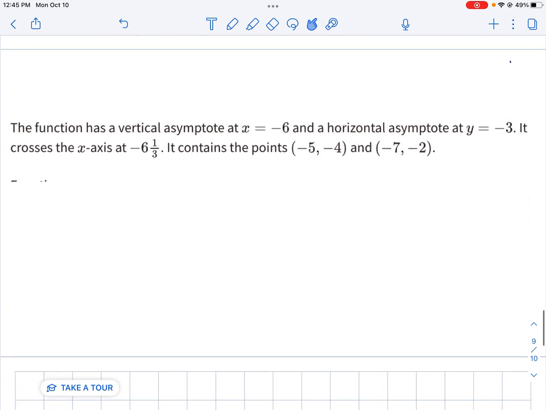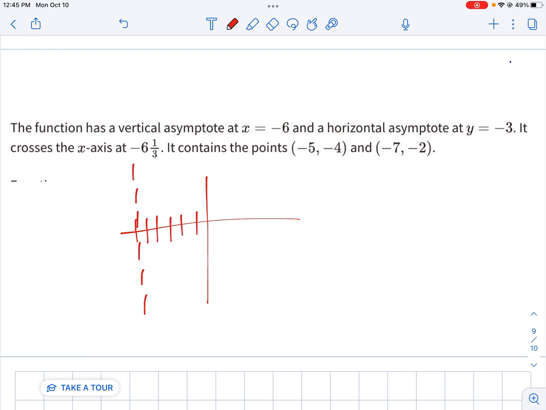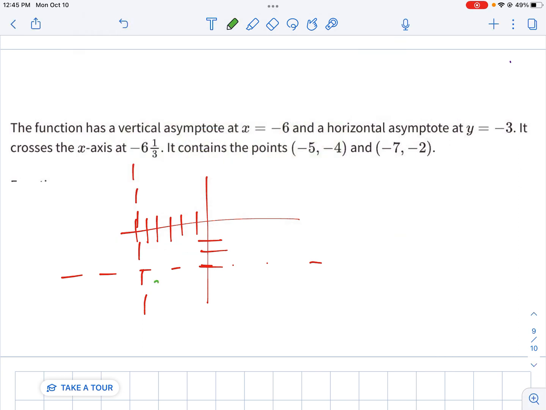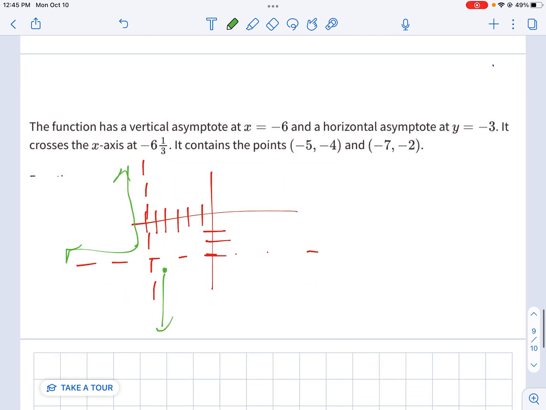All right, so the next one, a vertical asymptote at negative 6. 1, 2, 3, 4, 5, 6. And y equals negative 3. A point is at negative 5, negative 4. And another point is at negative 7, negative 2. So we can see here this one does not have a vertical stretch, because that point is over 1, up 1 from, I like to say, our new origin. So this would be 1 over x plus 6, and then minus 3.